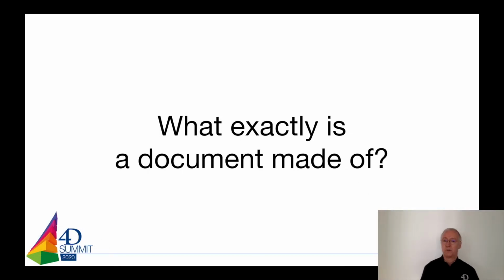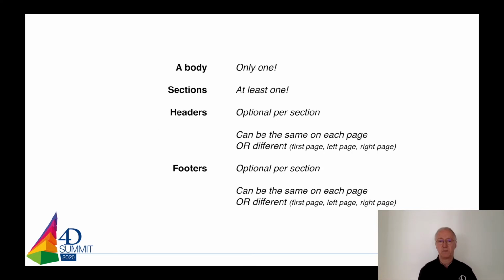Okay, we are jumping to another subject. What does a document contain? What is it made of? A body, that's obvious. What is not obvious is there is only one body in your document. Whatever the number of pages, the number of paragraphs, the number of sections in your document, you only have one body. Sections is almost the opposite.